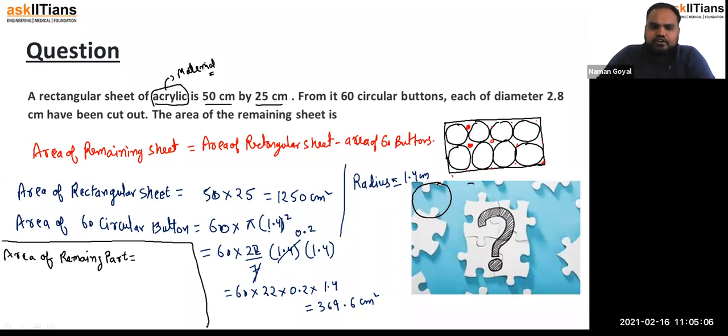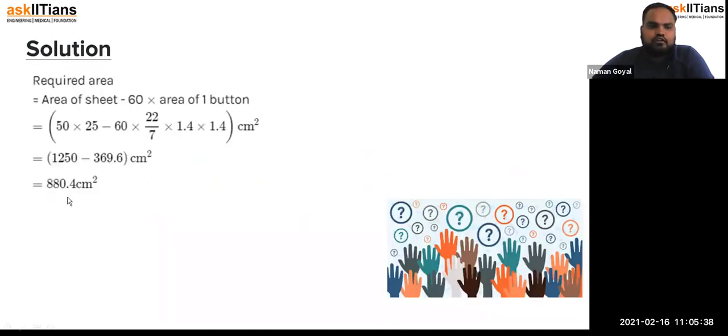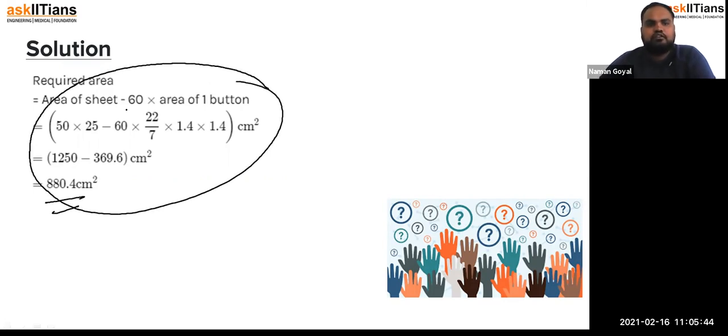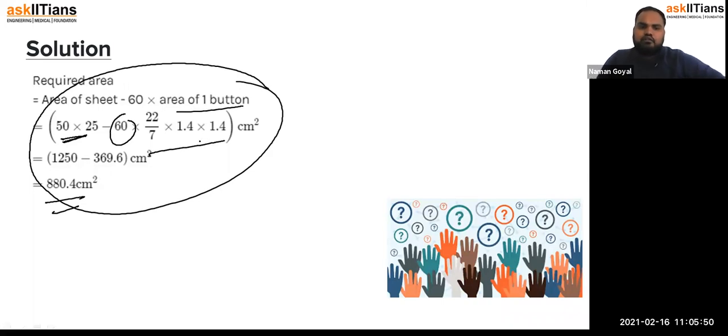So the area of rectangular sheet is what? 1250 minus how much? 369.6. Right? So if you subtract these two quantities, how much you got? 880.4 centimeter square, isn't it? So what answer you got? You got 880 centimeter square. If you see, we got the same answer, isn't it? First, we find the area of that sheet, then 60 into area of one button, which is this. So we got the same answer.